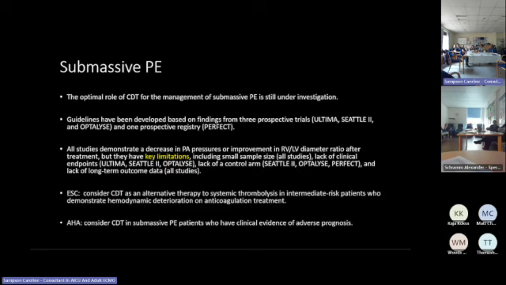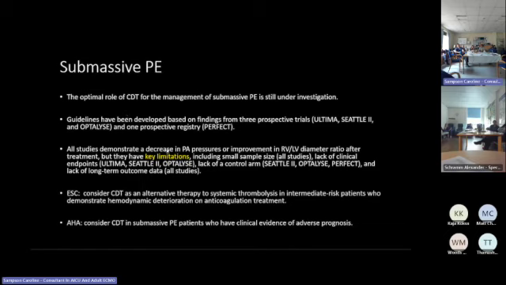So with regards specifically to submassive PE or intermediate risk PE, it's a bit unclear what role catheter-directed therapy is playing. It's still under investigation. A lot of trials have happened and are going on at the moment. This is just a slide talking about different aspects of these trials.